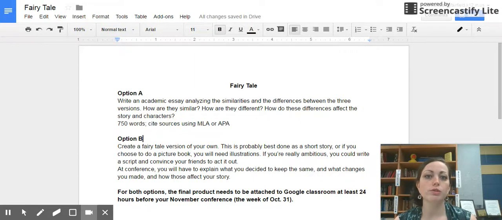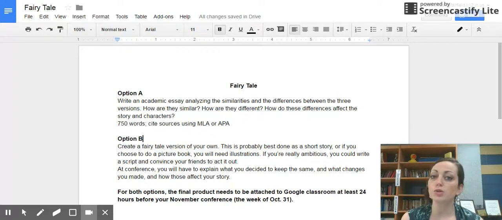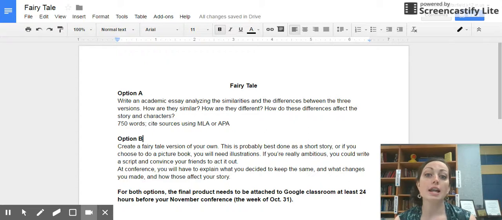MLA tends to be more for liberal arts. APA does tend to be more for the sciences. So if you know you're going in a science field, this would be a great opportunity to get better at APA and have some practice in that. If you're not sure which field you're going to, I would say just do MLA, because if you get really good at doing one of them, it is easier to transfer and figure out how to do APA.